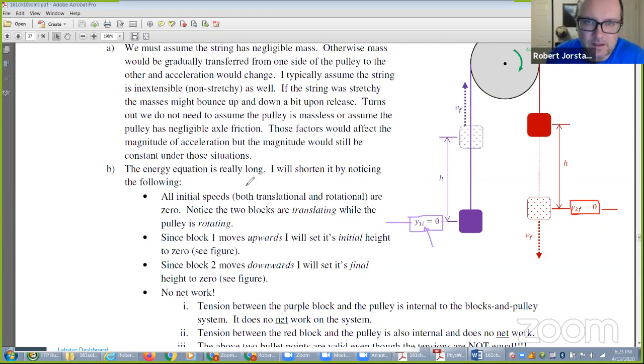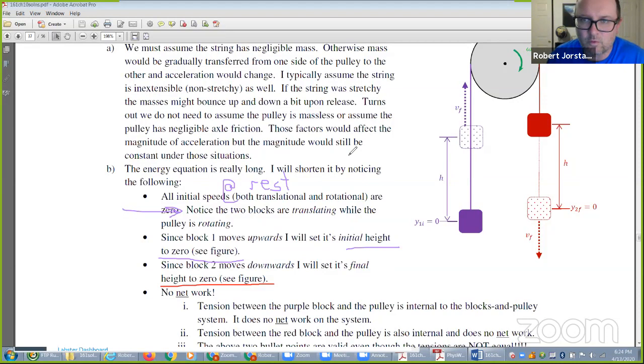And then let's see if there's any other comments in here. This was 0 because it said so. It was at rest. Since block 1 is moving upwards, its initial height is 0. I kind of talked about that. Block 2 is moving downwards. That's the red block. So its final height is 0.